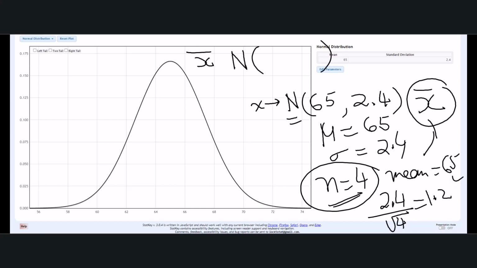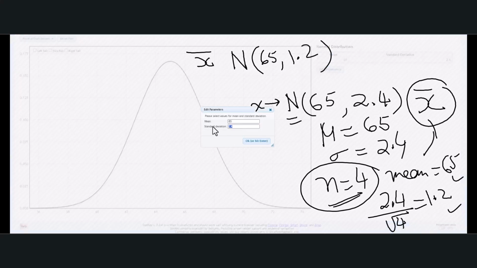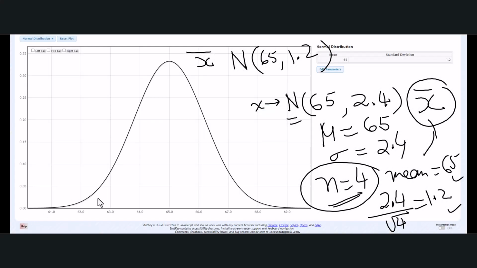And in this case, the parameters are what? 65 and 1.2. And I didn't change the parameters there. Let me just change it. Here the mean is the same, that is 65, but the standard deviation is how much? Edit parameters. I didn't do that. Okay, so 65 and that. So now the distribution has become different, and you can see the tail to the left of 62 has shrunk.